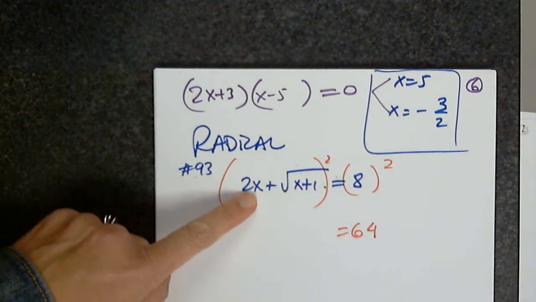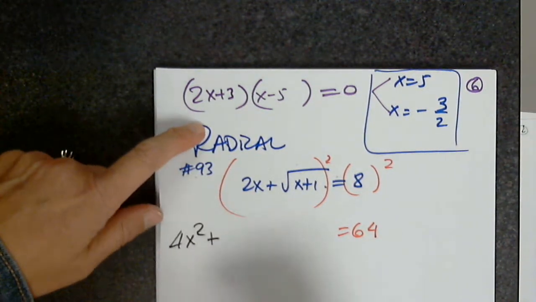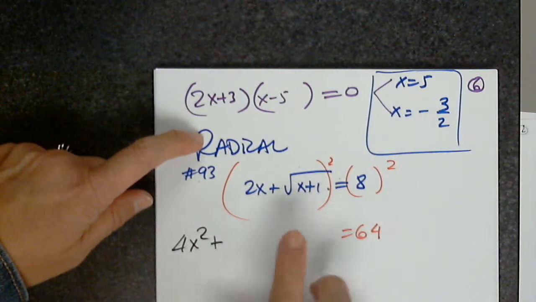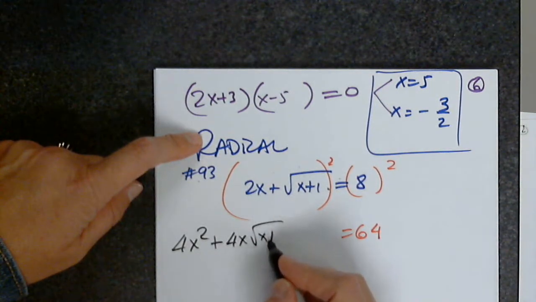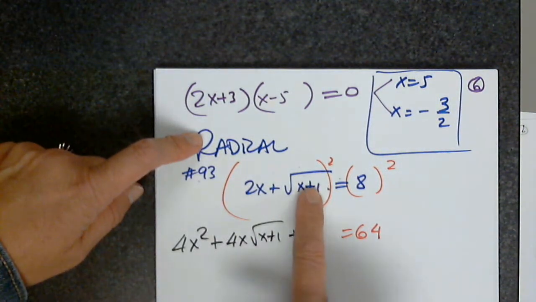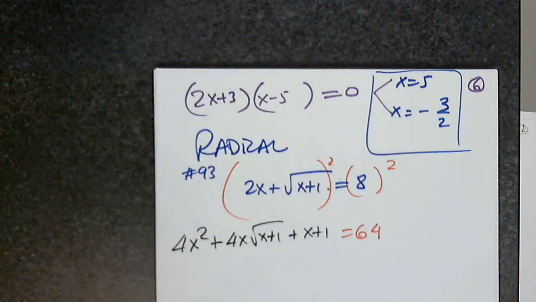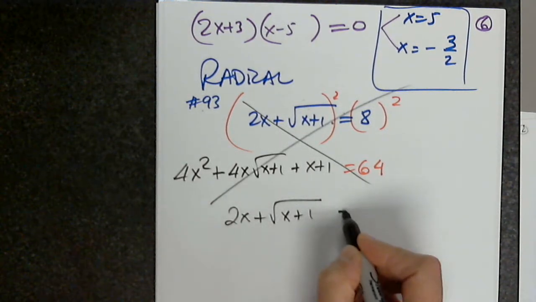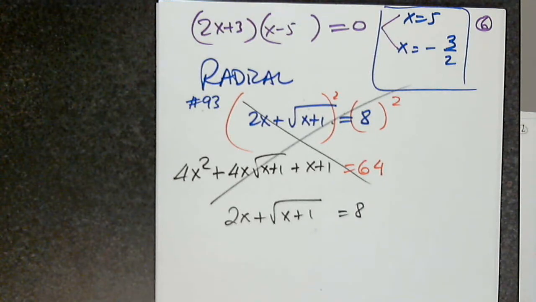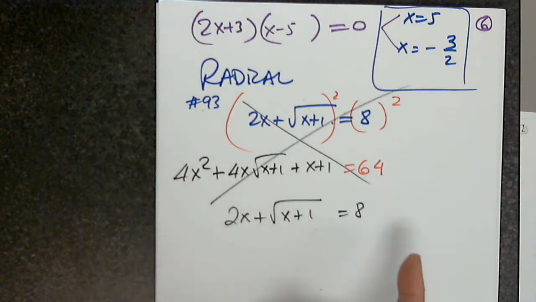First term squared, 4x squared, plus 2 times 2x times the square root, plus the second term squared. Does this work? Did I get rid of the radical? No. If I do this, I'll be in even bigger trouble because I'll have 3 terms on one side and I will never be able to solve.